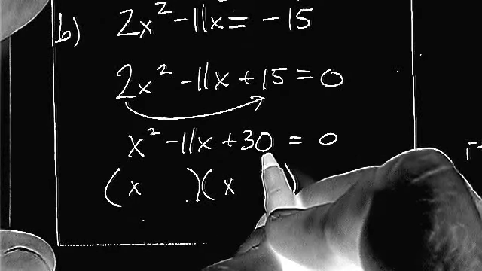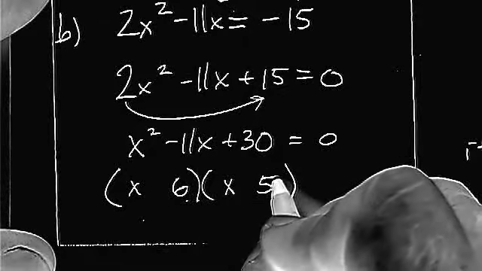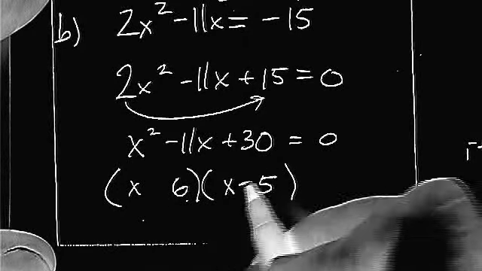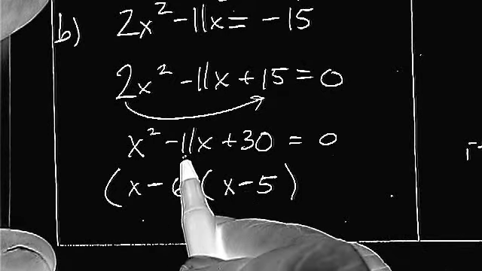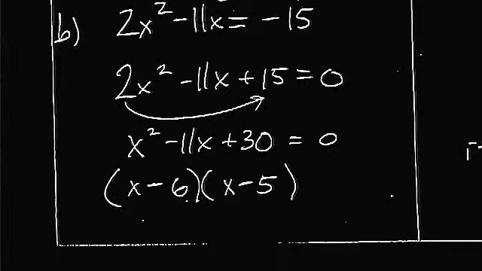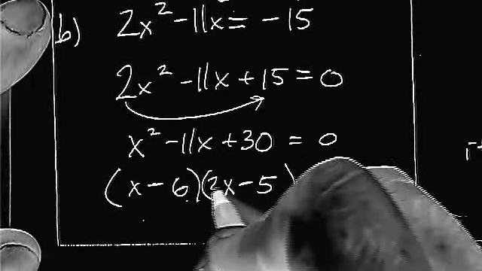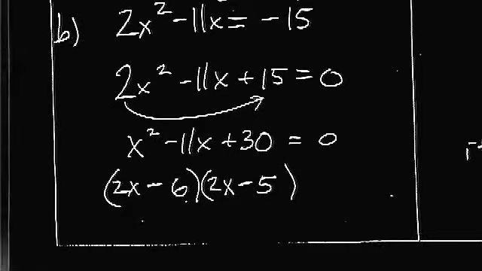And I need two factors of 30 that add up to 11. That would have to be a 6 and a 5. Both of them have to be negative so that they add up to -11x. Now I hope this doesn't do, because I'm running out of room on this page, I need to put the 2's back in, just like we talked about in class. So I'm going to put the 2 back in front of both of those, just for a moment.